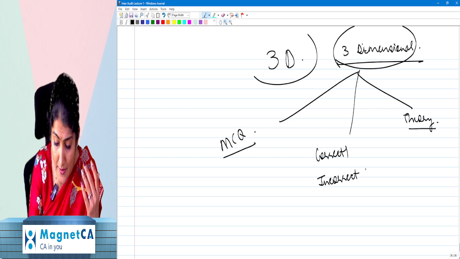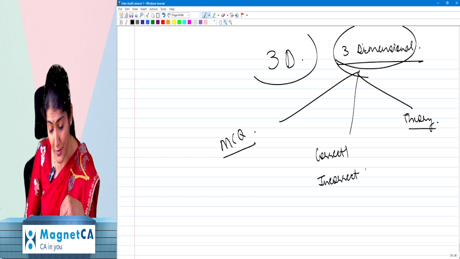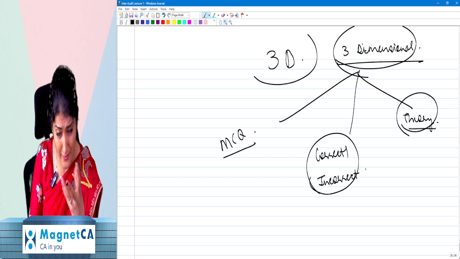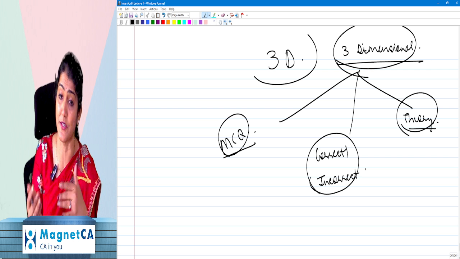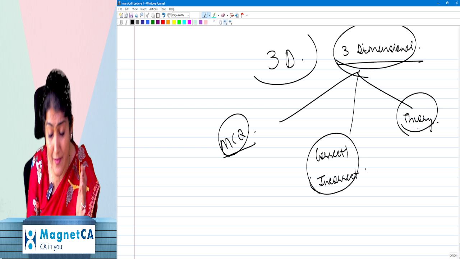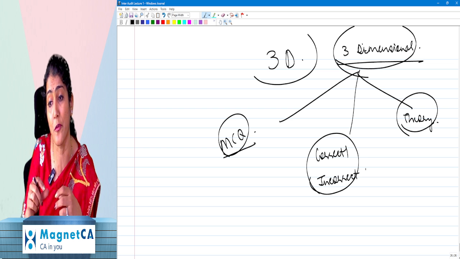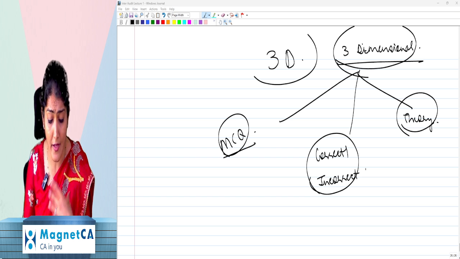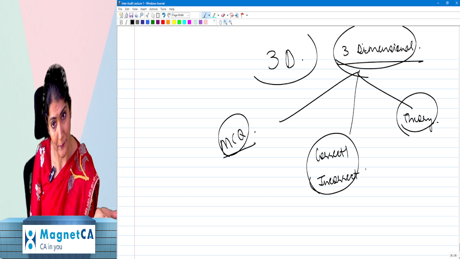Right, so a 3-dimensional study, because if I say bank audit also, they can put 1 or 2 questions in theory, maybe 1 question in the correct and incorrect, and 1 or 2 questions in the MCQ. So if I say 1 or 2, that's only for the theory part. But apart from that, there could also be a question in the correct and incorrect, and there could also be a question in the MCQ part of the paper.